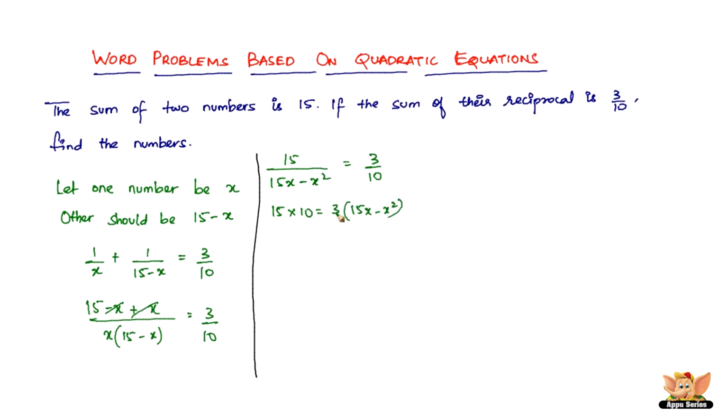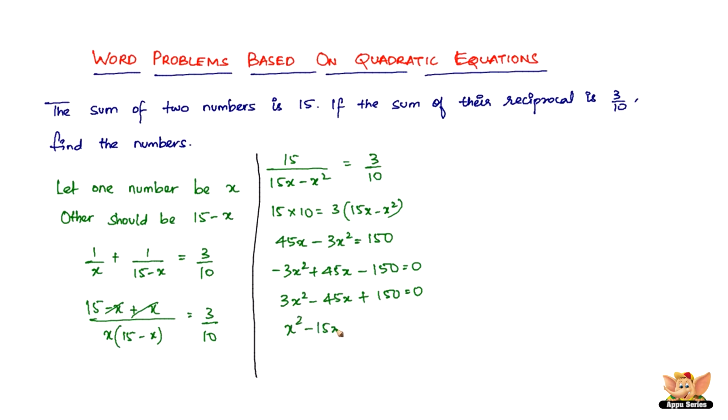So now we've got 3 times 15x is 45x, and 3 times minus x squared is negative 3x squared, equals 150. So we've got minus 3x squared plus 45x minus 150 equals 0. Multiplying throughout by a negative sign, we get 3x squared minus 45x plus 150 equals 0. So now let's divide the entire thing by 3. We get x squared minus 15x plus 50 equals 0.